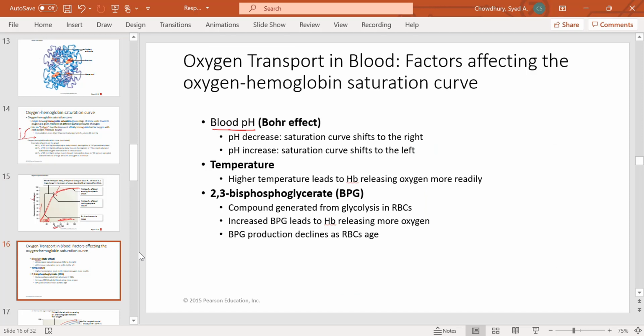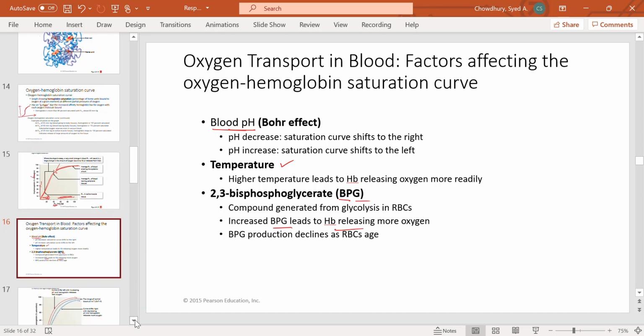One is the pH of blood. If pH is low, that means acidic, the saturation will be less. If the temperature is more, saturation will be less. And also 2,3-bisphosphoglycerate, BPG, is another factor. Increased BPG leads to hemoglobin releasing more oxygen. That means the hemoglobin will release oxygen easily.